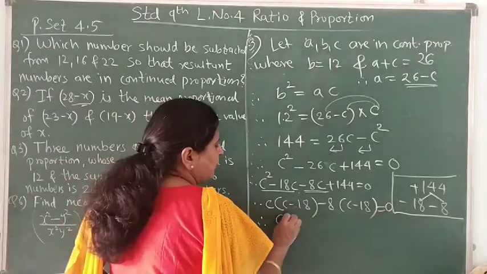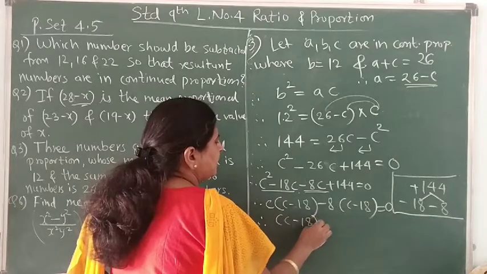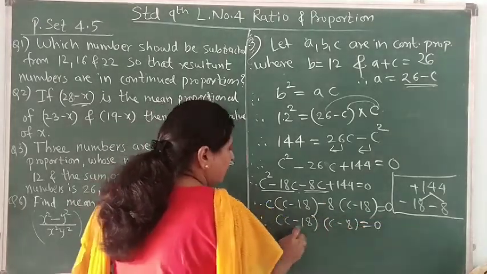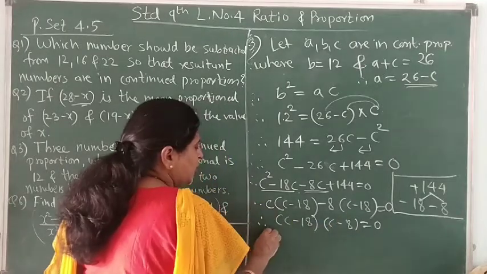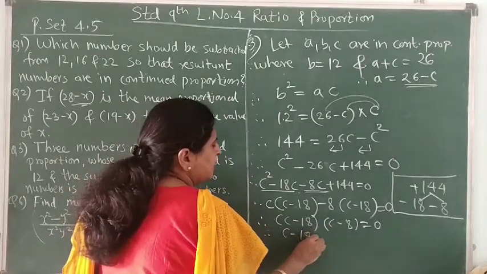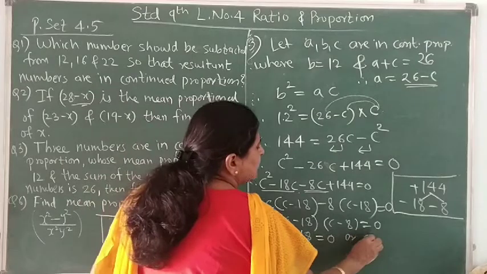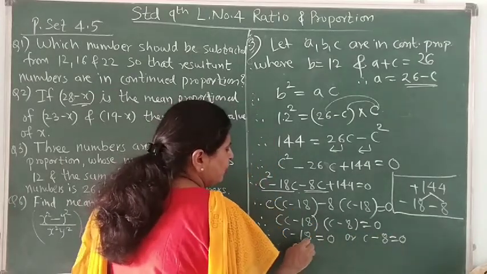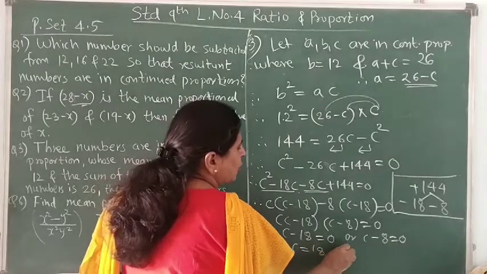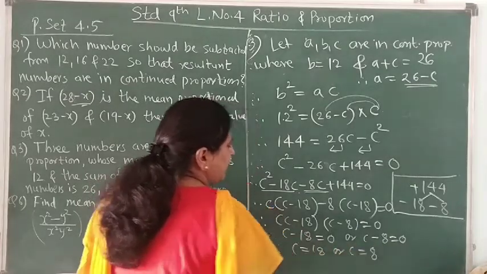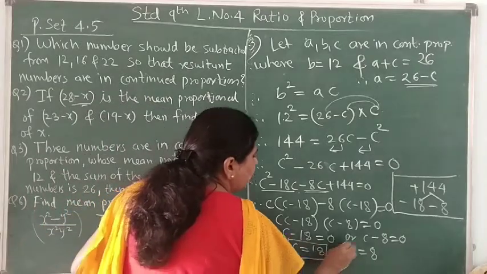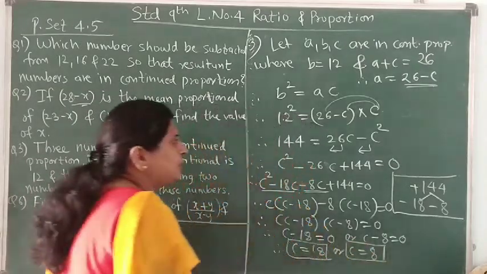So the common bracket we got is C minus 18 and the other is C minus 8. That equals 0. If the product of these two brackets is 0, it means either C minus 18 should be equal to 0 or C minus 8 is equal to 0. Therefore, either the value of C is plus 18 or C is plus 8. Now, these are the two values of C we have got. As both are positive, we can accept both the values.